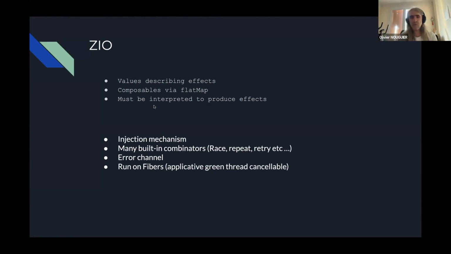It must be run, of course. There is an injection mechanism, which I will demonstrate with some code, many combinators, an error channel, and it runs on a kind of light thread. Some people call this a green thread; we call this fibers in Scala, and coroutines in Kotlin, I guess. It's not a native thread, it's an applicative thread, much lighter and cancelable, with many nice features.